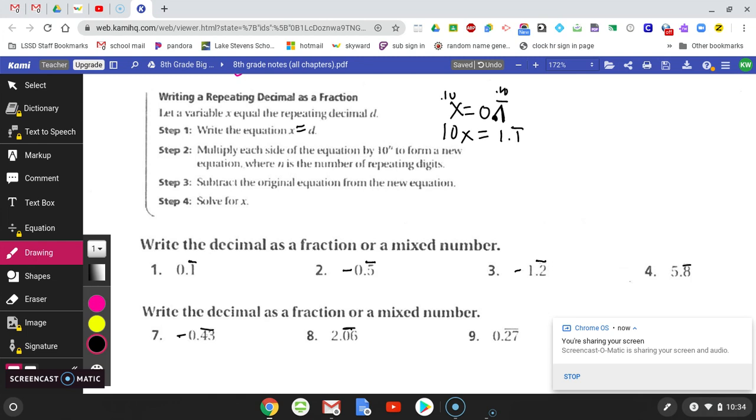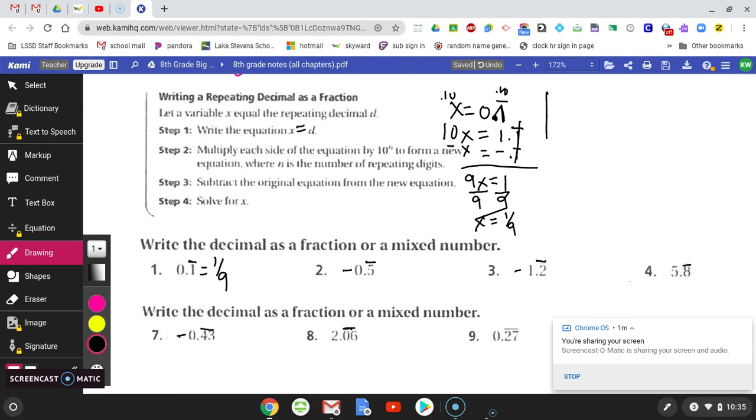1.1 repeating. Step three says subtract the original equation from this new equation. So I'm going to do minus 1x and minus 0.1 repeating. When I do that, I get 9x is equal to, well, the 0.1 repeating cancels out, so it's equal to 1. Then I just solve that equation for step 4. So dividing by 9, x is equal to 1/9.